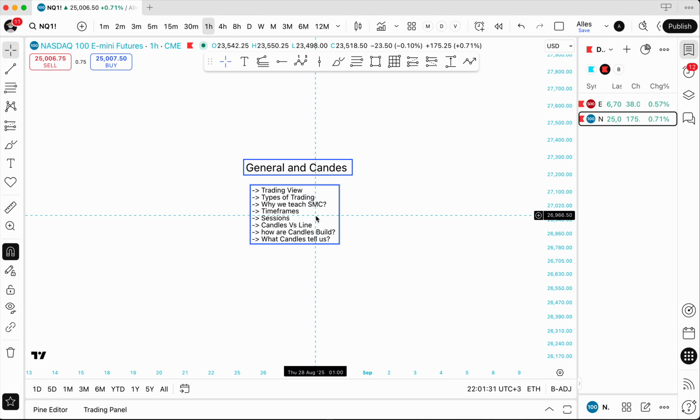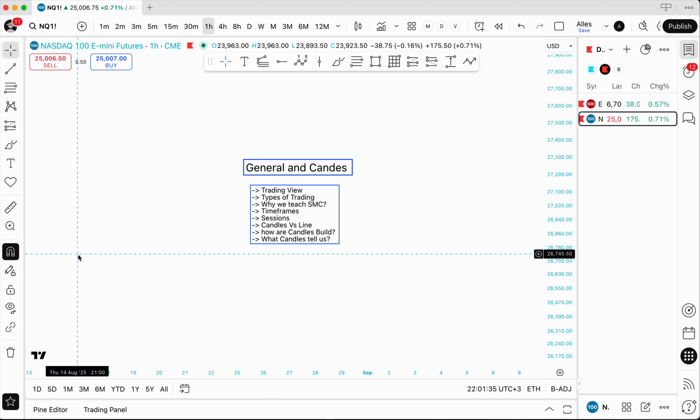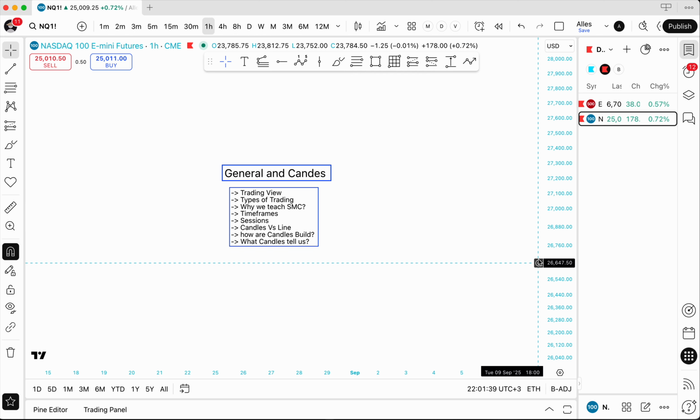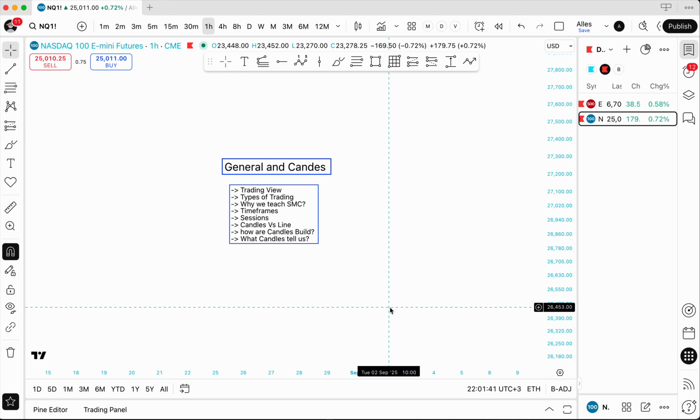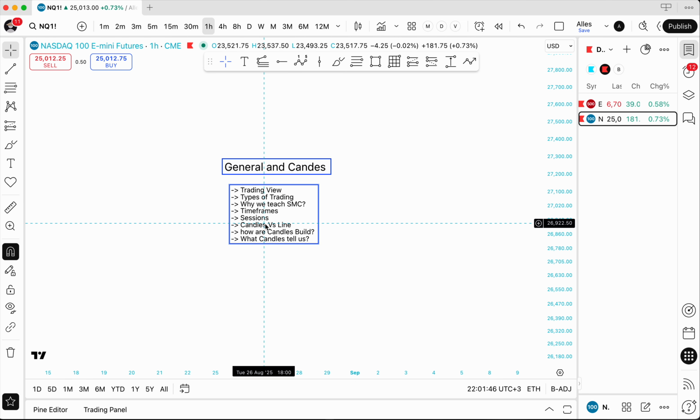What is TradingView? TradingView is this software as you see it right here. All traders use TradingView basically. It's a tool to analyze. Yes, you can connect it to a broker and trade on here, but normally this tool is to analyze.